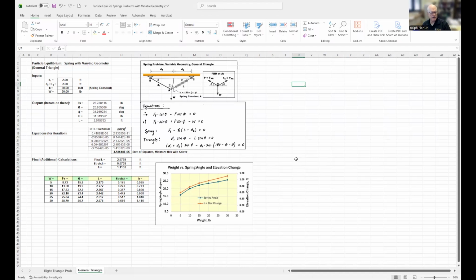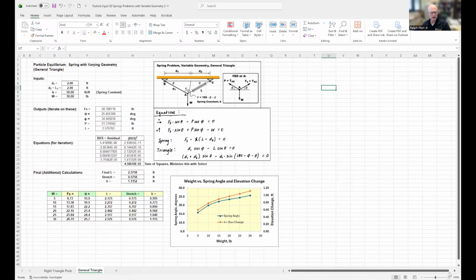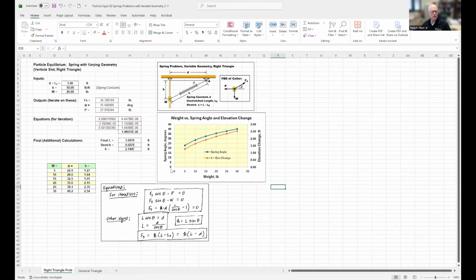In this video, I'm demonstrating the Excel project where we iteratively solve for 5 unknowns in the general triangle problem. So I can zoom in here a little bit. We previously worked a problem that had a right triangle geometry, where if we hung weights of different weights, this slider would slide down farther and stretch the spring further.